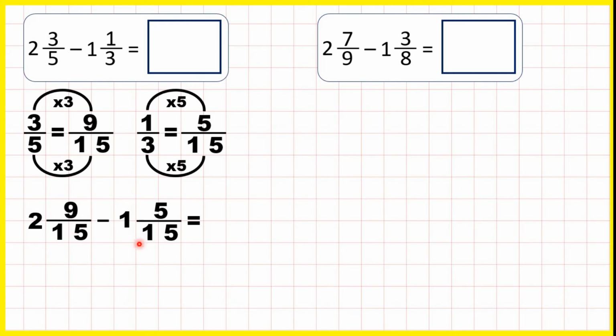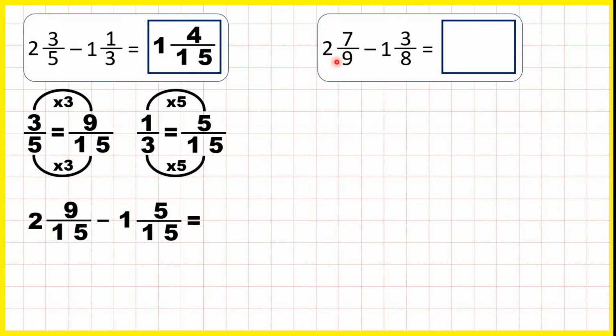Now we've got the denominators the same, so we start by subtracting the fractions. And this is really important because if this number was larger than this numerator, we'd need to use a different method. So to start, we have 9/15 minus 5/15, which is 4/15, and then we can subtract the whole numbers, so 2 minus 1 is 1.